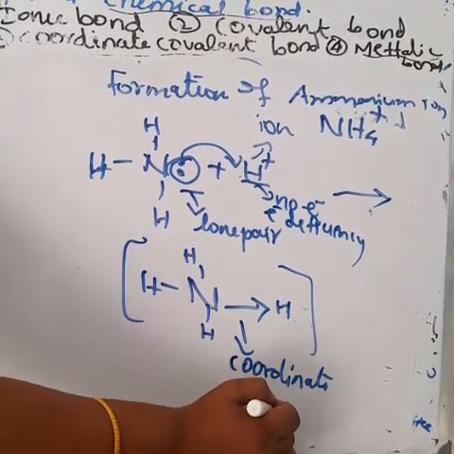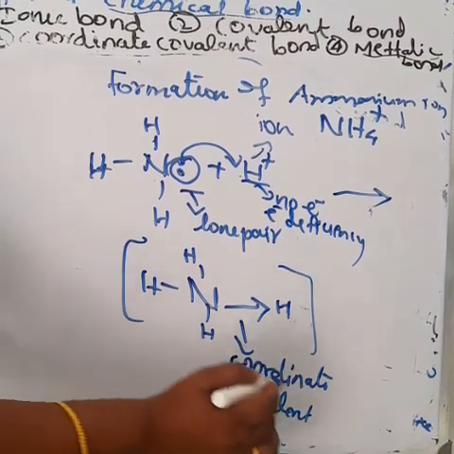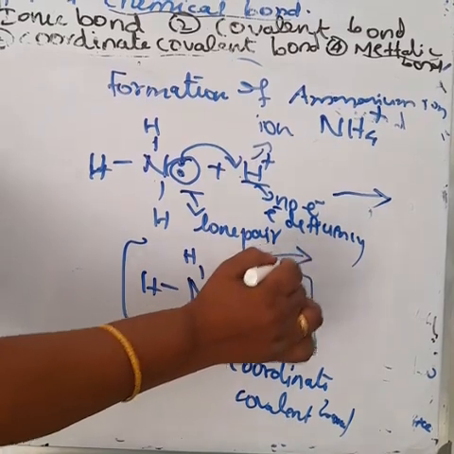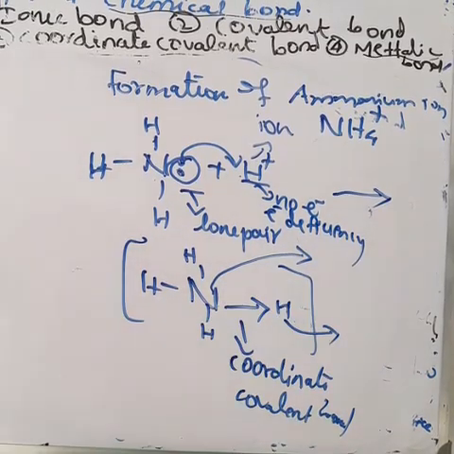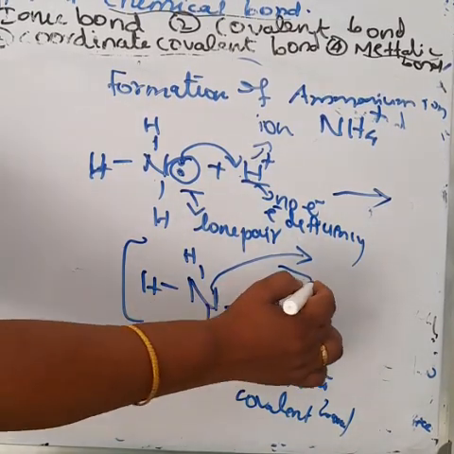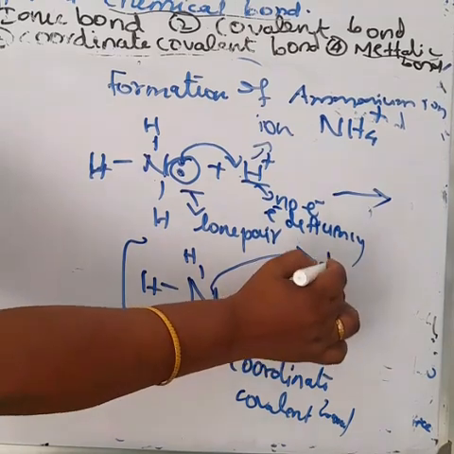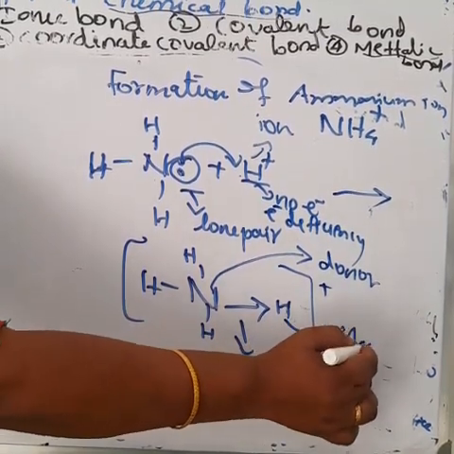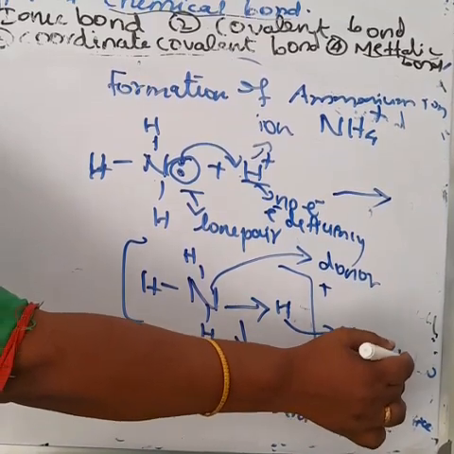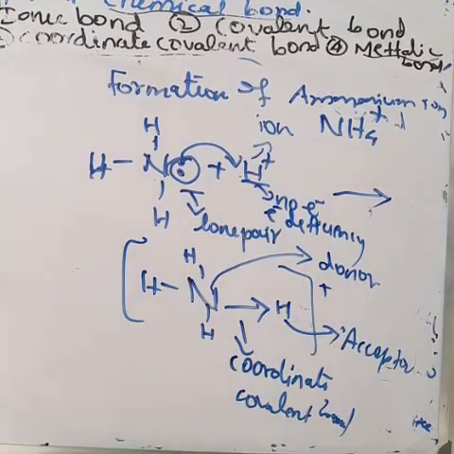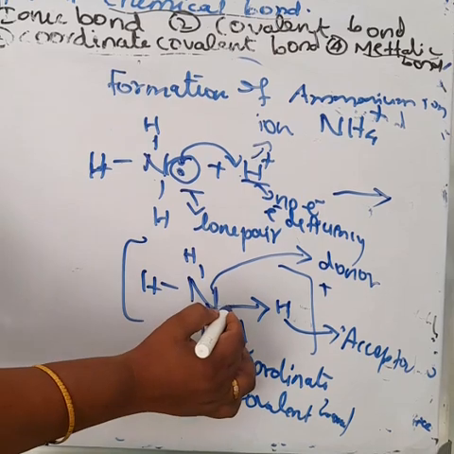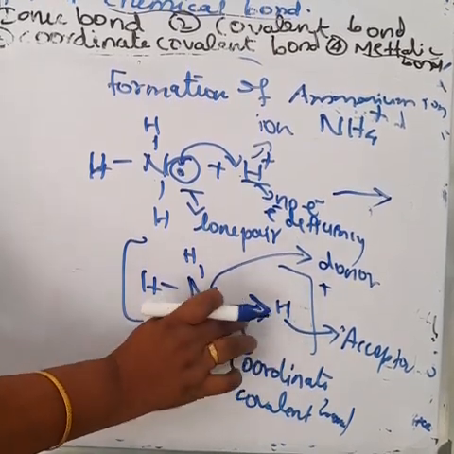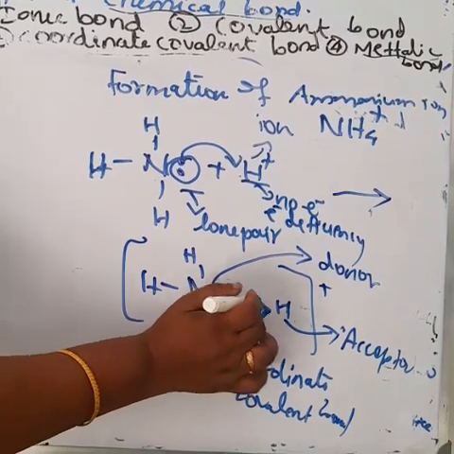What are the two types of atom? Donor atom and acceptor atom. Nitrogen is the donor atom, hydrogen is the acceptor atom. The coordinate covalent bond is indicated by the arrow mark.